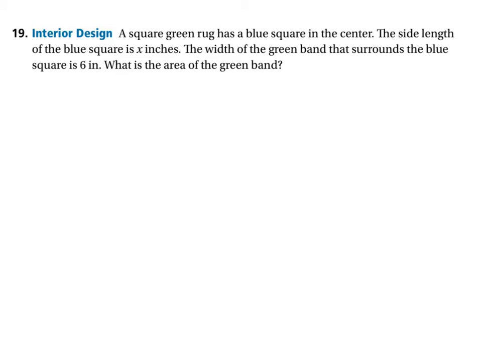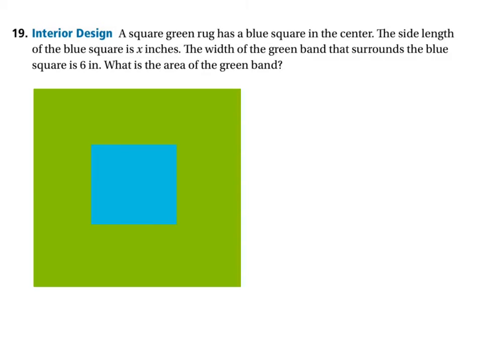Okay, we're going to sketch this because it'll be helpful if we sketch it. A square green rug has a blue square at the center. Let me sketch it first. A green square rug. So let me make a green square. I have a tool for this. Okay, there we are. And it says the side length of the blue square is x inches. So let's label that as x inches. This measures x, and of course it's a square, so the other sides measure x as well.